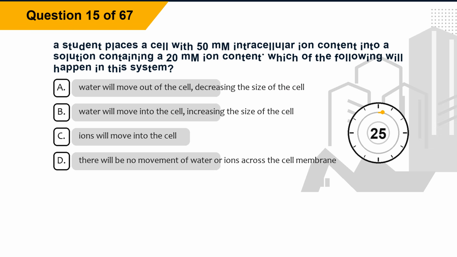Question 15. A student places a cell with 50 mM intracellular ion content into a solution containing a 20 mM ion content. Which of the following will happen in this system? Option A, water will move out of the cell, decreasing the size of the cell. Option B, water will move into the cell, increasing the size of the cell. Option C, ions will move into the cell. Option D, there will be no movement of water or ions across the cell membrane.